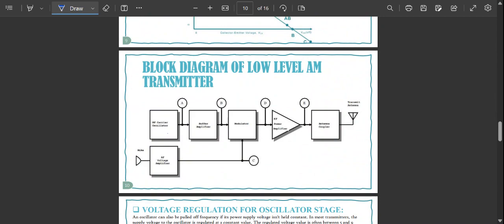The oscillator is a critical stage in any transmitter. It must produce a steady and accurate frequency. We might recall that every radio station is assigned a different carrier frequency.